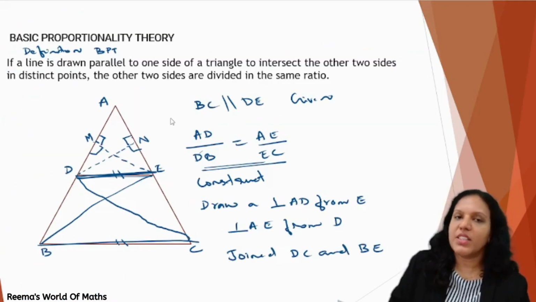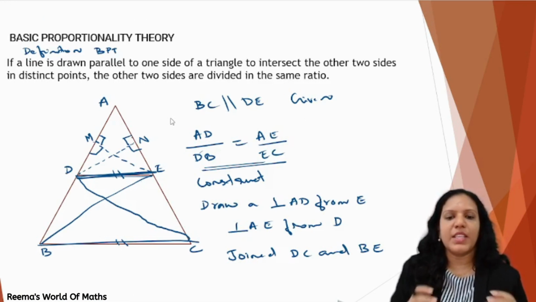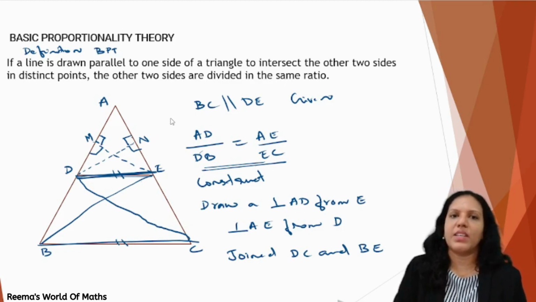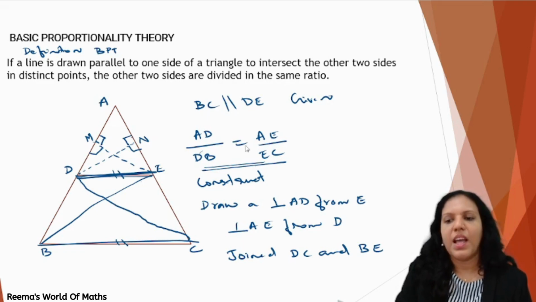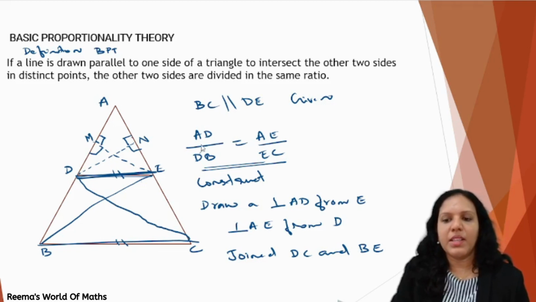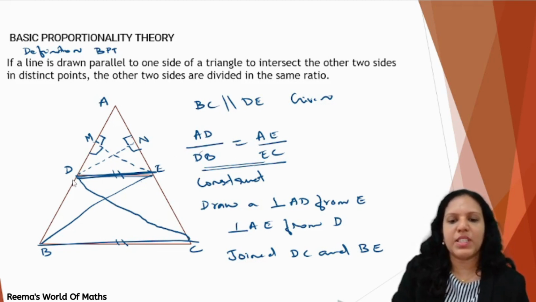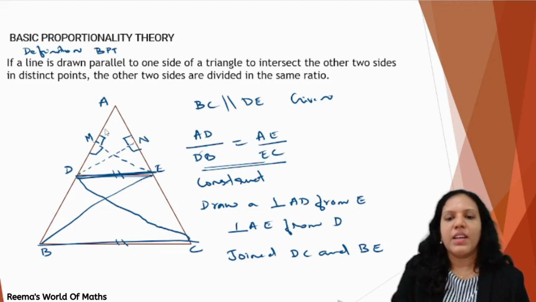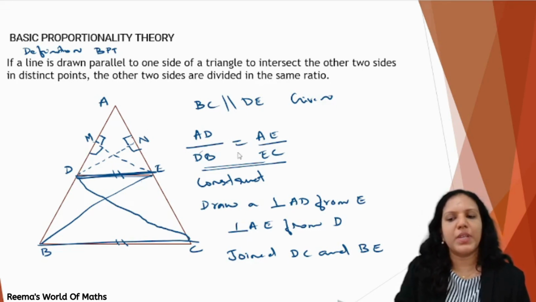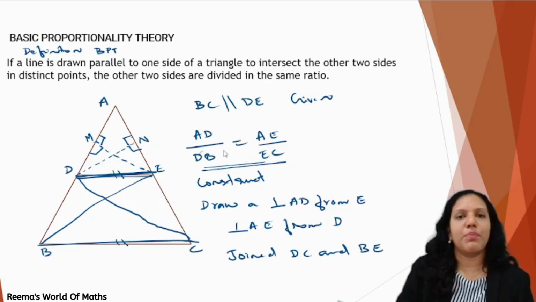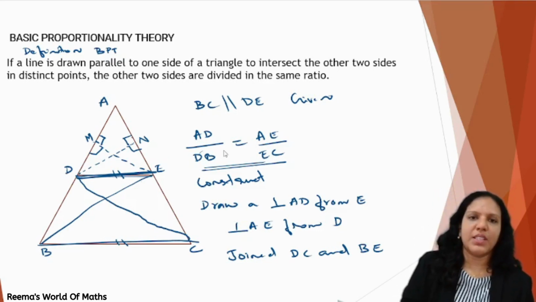This is what we had to prove as per the basic proportionality theorem. So what does it say? If a line is drawn parallel to one side of a triangle to intersect the other two sides at distinct points, the other two sides are divided in the same ratio. We are given that BC is parallel to DE. DE is a line drawn parallel to BC, and it divides the two sides it intersects in the same ratio, so AD by DB should be equal to AE by EC. So we proved that through the basic proportionality theorem.